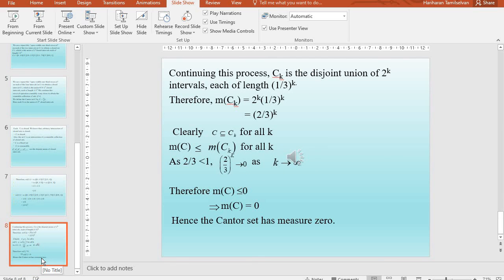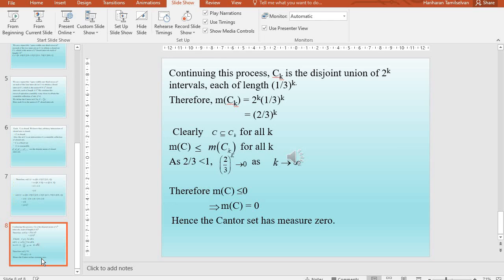Continuing this process, C_k is the disjoint union of 2^k intervals, each of length (1/3)^k. Therefore, the measure of C_k is (2/3)^k. Now we know that if A is contained in B, then the measure of A is less than or equal to the measure of B. Here, C is contained in C_k for all k. Therefore, the measure of C is less than or equal to the measure of C_k for all k.